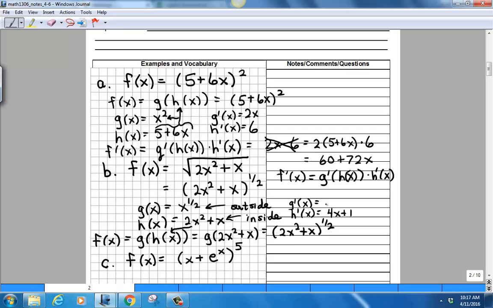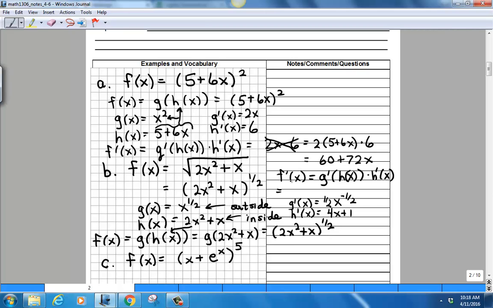So you bring the 1/2 down, right? And then you have to subtract from that, so you end up with x to the what? Yeah, x to the minus 1/2, okay? So it's 1/2 times x to the minus 1/2. And then you're going to multiply those two things together to find the rate of change of the function f, okay?